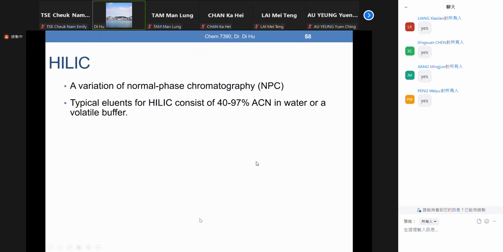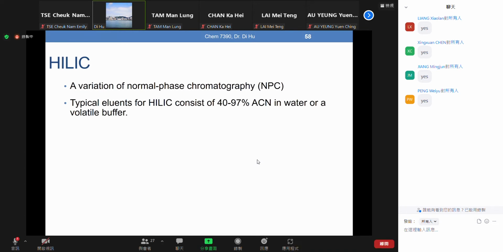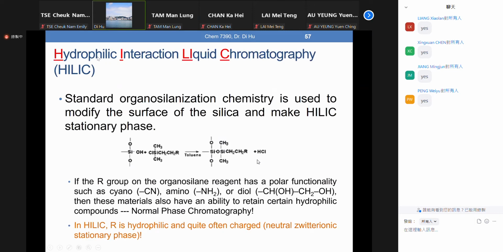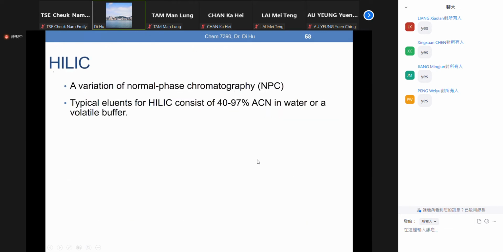Because HILIC retains polar compounds, we can consider it a variation of normal phase chromatography. But we should know that the stationary phase is hydrophilic for HILIC. HILIC is hydrophilic interaction liquid chromatography, so the stationary phase is hydrophilic, which is actually more polar than the normal phase.